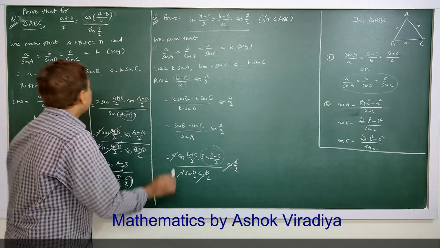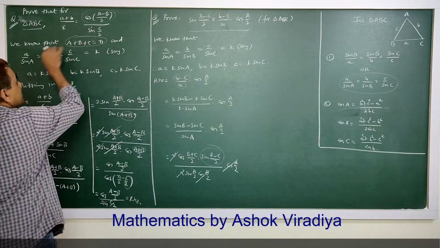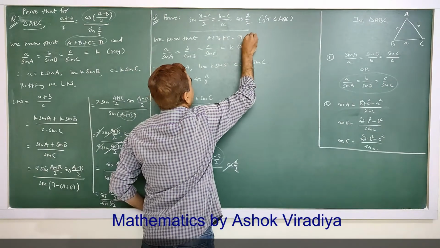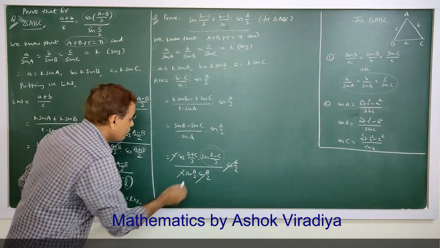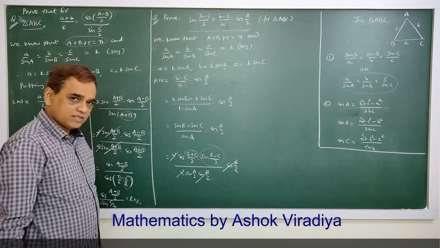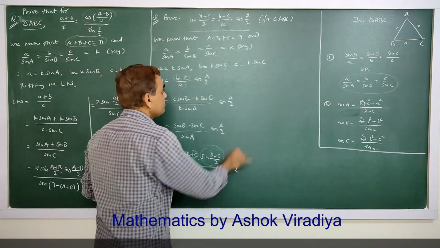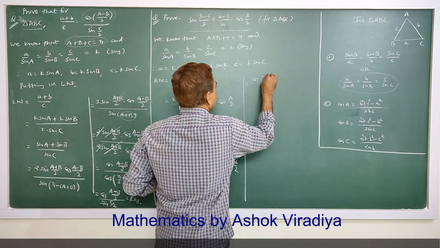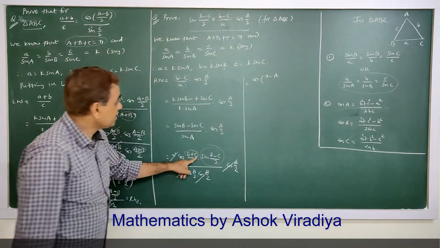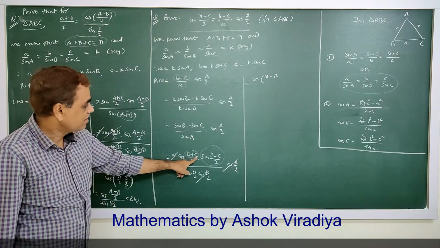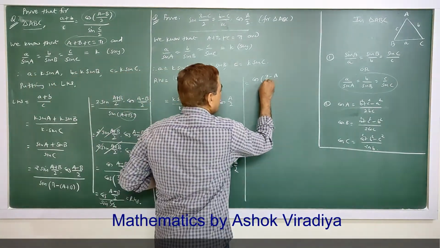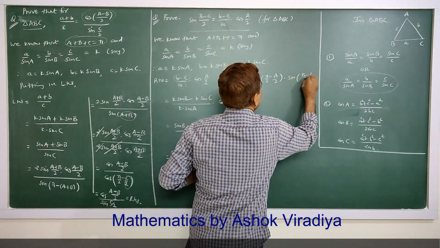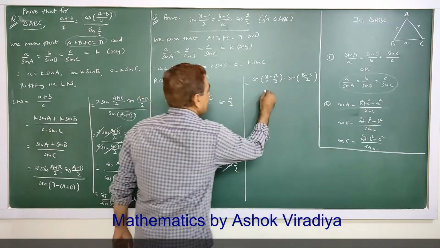So what we do, again we use this property, A plus B plus C is equal to pi. So I put here pi minus A. So this is equal to cos of (pi minus A) by 2, since B plus C is pi minus A. Divide by 2 individually, into sine of (B minus C) by 2 upon sine A by 2.